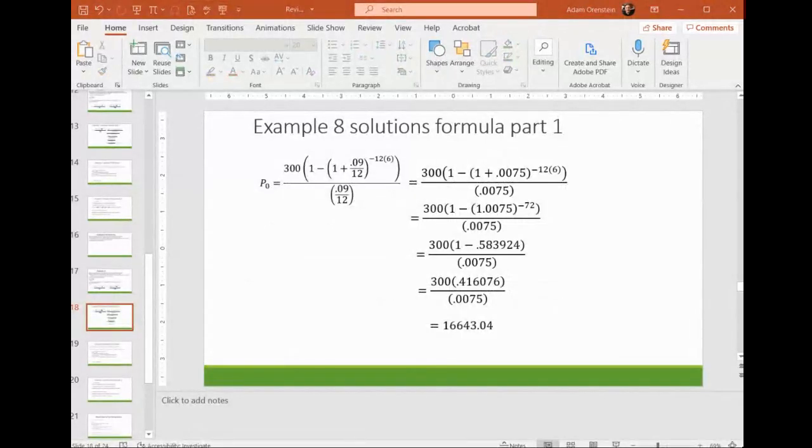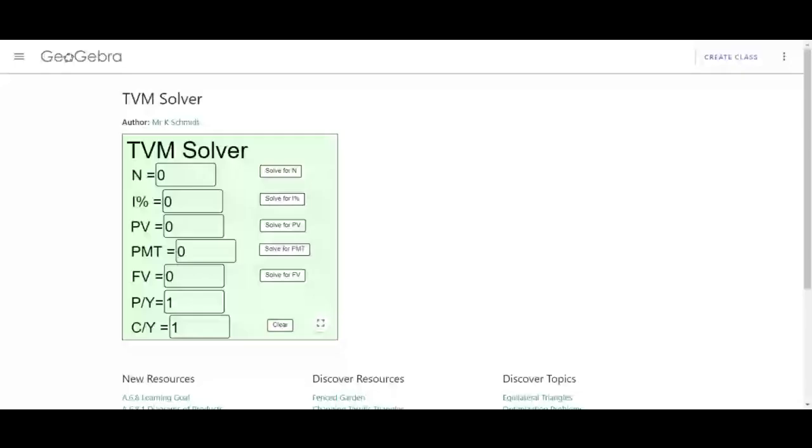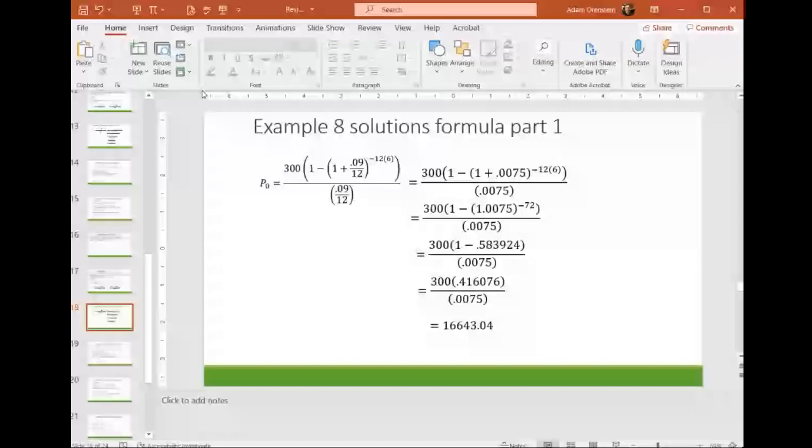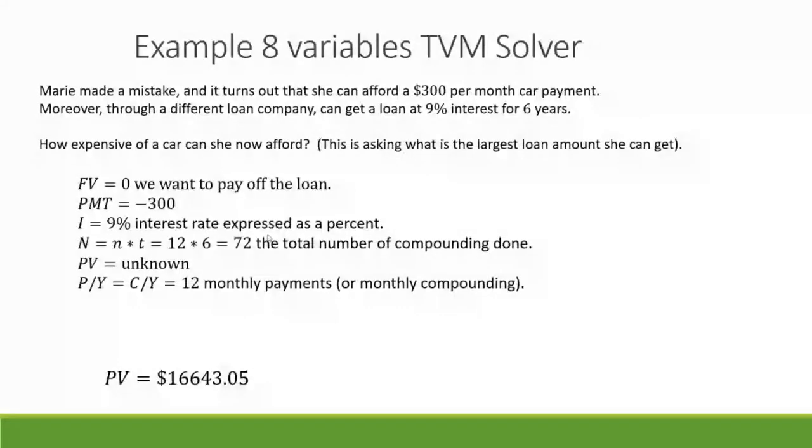Okay, here we go. Let me get to the TVM solver. Let me stop sharing this. Let me clear this. So again, we have to put in our data. Oh wait, I think I went too far ahead. Sorry, I shared this too early because we want to do this first.